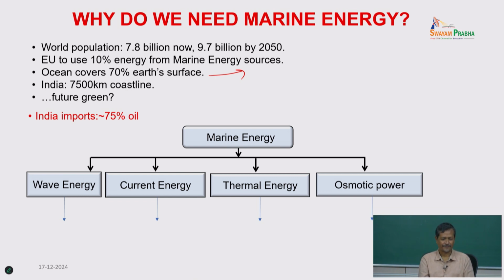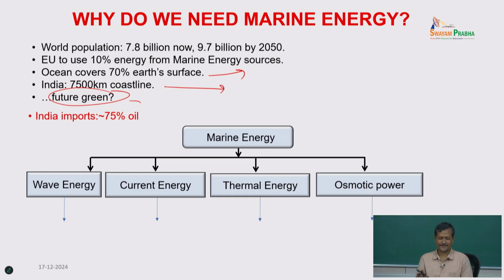India is having 7500 kilometers, okay, of coastline. So if you can use that properly, you can get a good amount of energy from the Indian coast itself, especially islands or coastal areas, they can be powered using your marine sources, okay. So yeah, if you want to make the future green and meet the 2047 target, then you have to work hard, okay. Indian oil import I already told, okay.